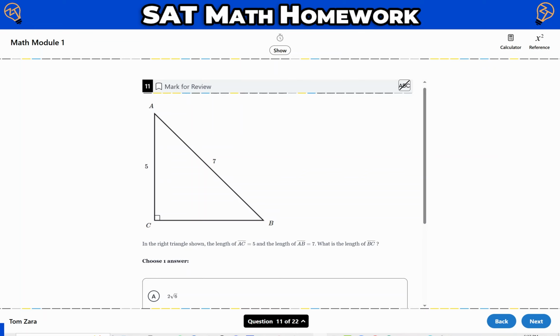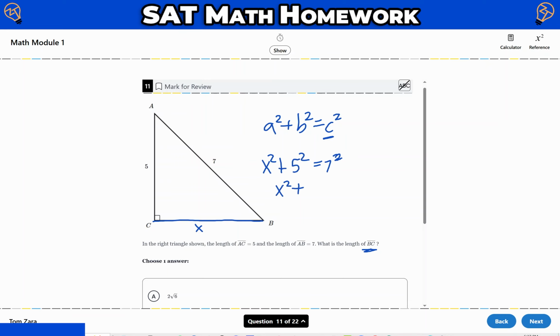Now, whenever you know two of the three sides in a right triangle and they're asking you to find the length of this third one, we're just going to implement Pythagorean theorem. Let's call this x. Pythagorean theorem is always a squared plus b squared equals c squared, where the c is the hypotenuse, so we'll make sure that's the 7. For the other two sides, the order doesn't matter, whether you do 5 squared plus x squared or x squared plus 5 squared. And then we'll go ahead and simplify.